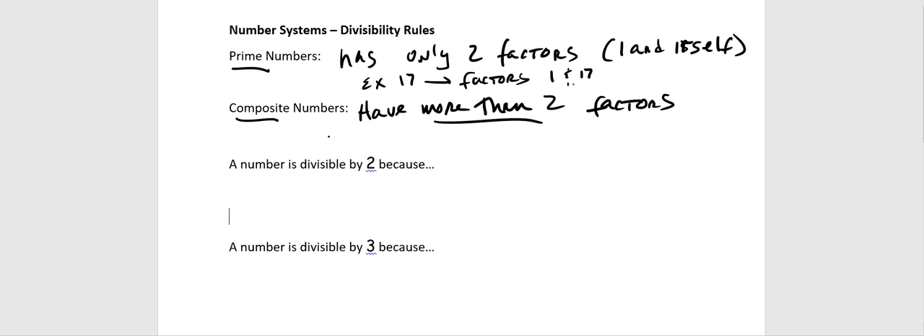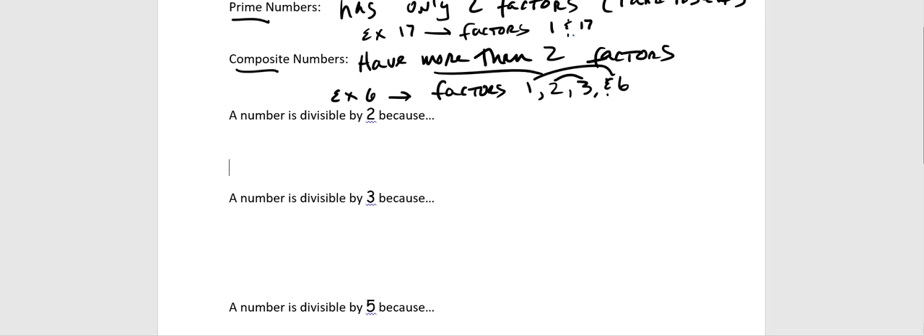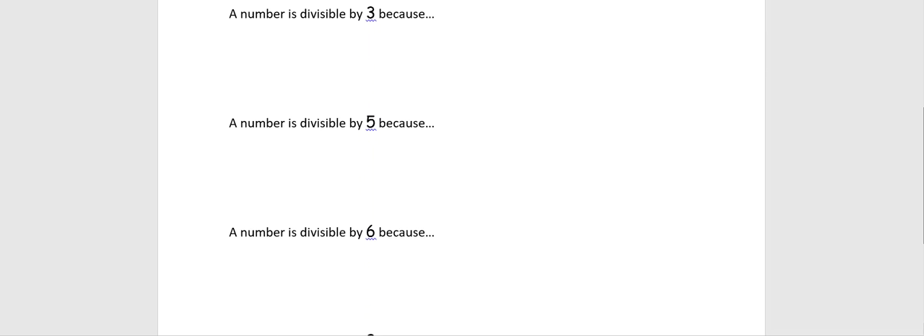If I take something like, I'm going to keep it simple, 6, I know the factors are 1 and 2 and 3 and 6, because I know 1 times 6 is 6, 2 times 3 is 6. So those are all the factors, and that's more than 2, so that makes the number composite. So moving on from here, let's quickly review those. I'll tell you what, we'll go from the bottom up.